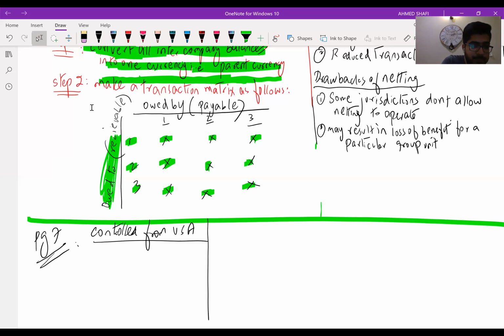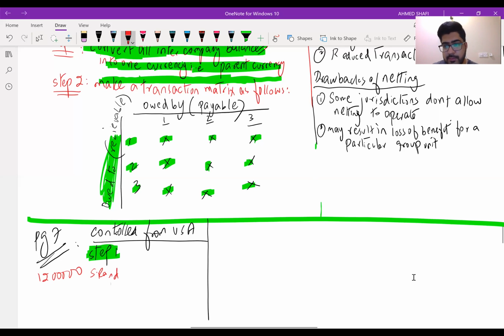The first step: convert all balances into one single currency. This is step one. Okay, what are the balances? The first balance is 1,200,000 South African rand.